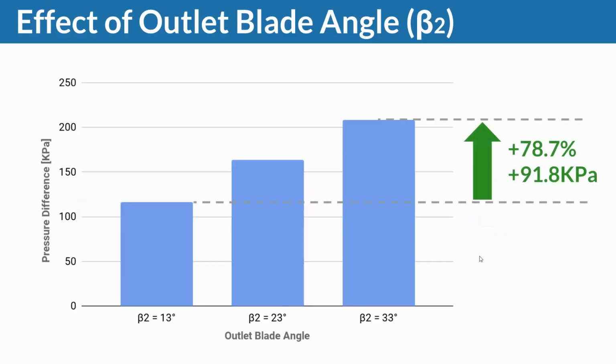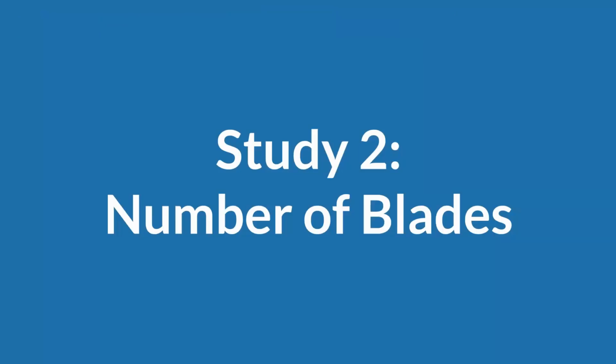To put a number on this, if we compare the 3 different designs, and particularly the 33 with the 13 degrees design, we can see that the pressure increase is 90 kilopascals, right? So the head is significantly higher for beta 2. Again, a hand calculation might have also revealed this trend, but not in that accuracy, right? And yeah, that's sort of the first study on the blade angle.